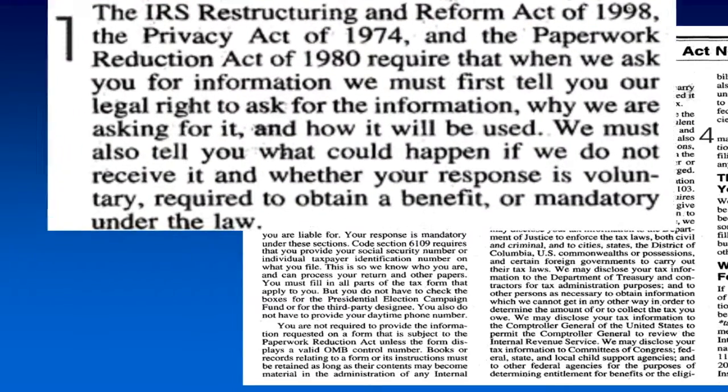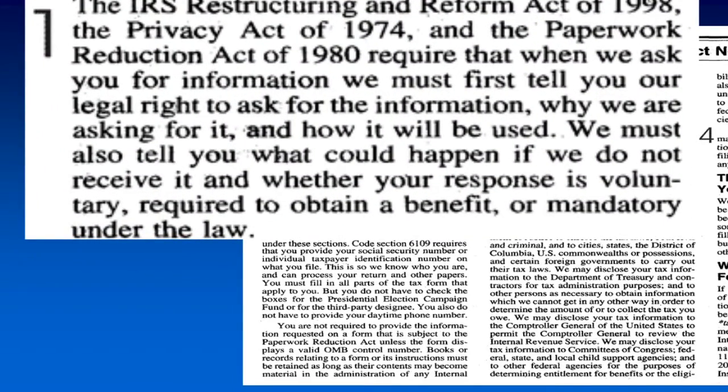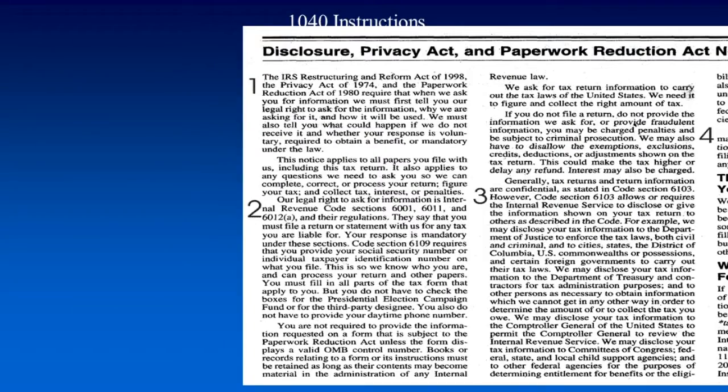In about the middle there. Require that when we ask you for information, we must first tell you our legal right to ask for the information, why we are asking for it, and how it will be used. We must also tell you what could happen to you if we do not receive it, whether your response is voluntary, required to obtain a benefit, or mandatory under the law. Well, I'm interested in what their legal right to ask for the information is. So that's under the second paragraph I marked.